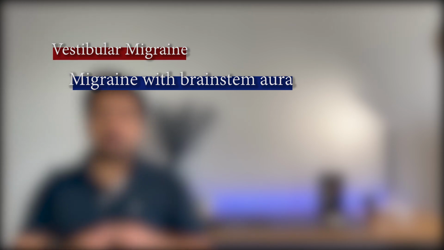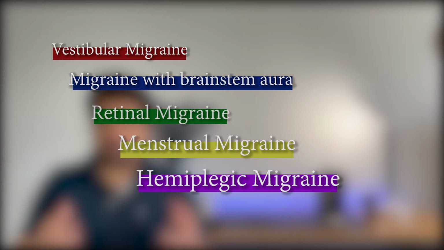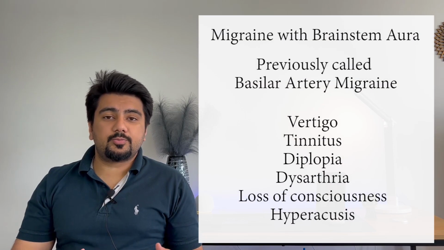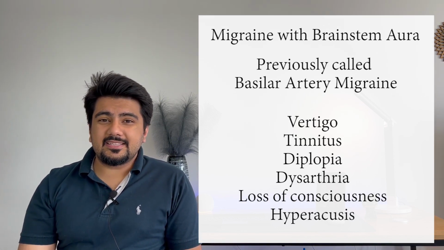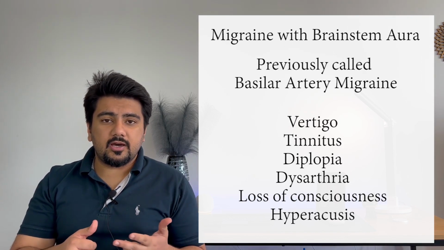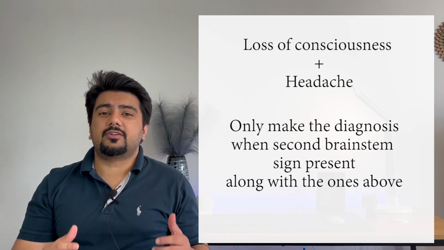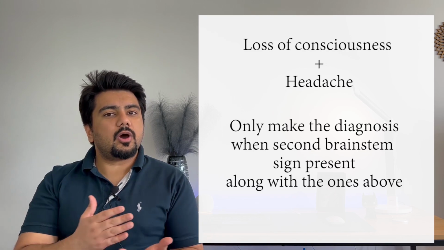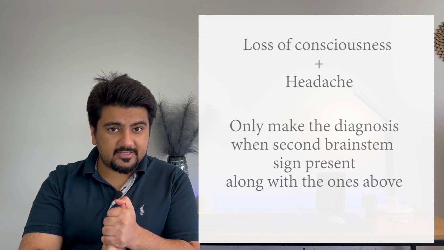Now there are different types of migraine. Namely, these are vestibular migraine, migraine with brainstem aura, retinal migraine, menstrual migraine, and hemiplegic migraine. We'll discuss each of these in a little bit of detail. Migraine with brainstem aura, which was previously known as a basilar artery migraine, is going to present with symptoms such as vertigo, tinnitus, diplopia, dysarthria, loss of consciousness, and hyperacusis. Usually there is loss of consciousness with a headache, but only make this diagnosis when there is a second brainstem sign present at the same time.